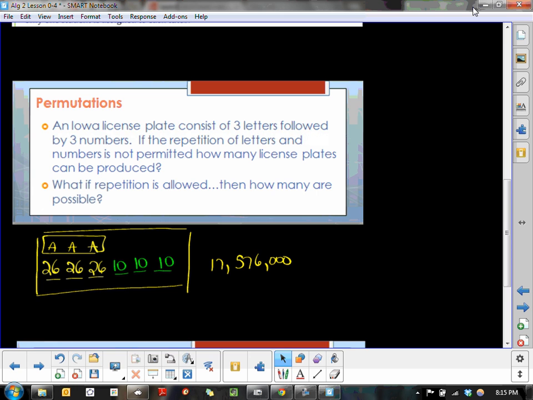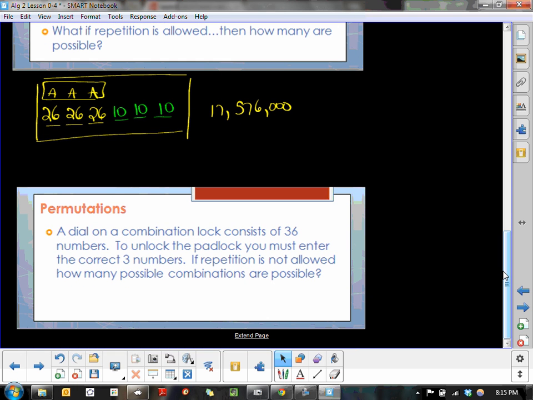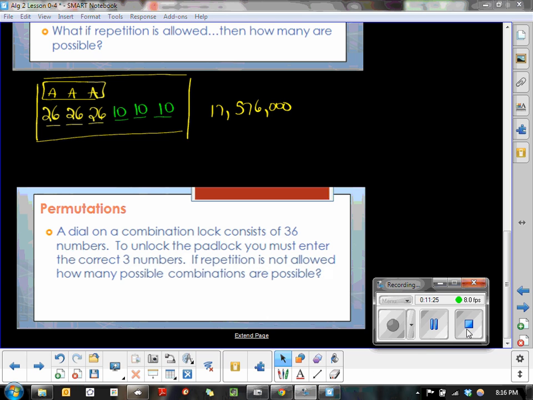So I think I'm going to just bypass that last example, giving you plenty of opportunity to come up with some ideas on how to do permutations.